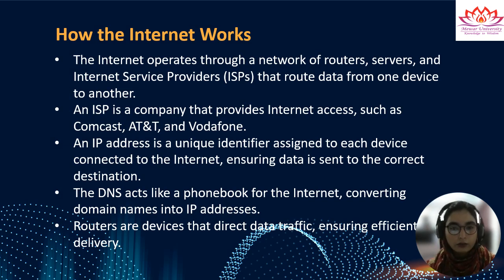Then, how the internet works. To understand the internet, we need to know the components that make it work. First is the ISP, Internet Service Provider. ISPs like AT&T or Comcast provide the infrastructure that connects us to the internet. IP addresses. Every device on the internet has a unique numerical identifier called an IP address, Internet Protocol address. This address allows data to reach the correct destination.